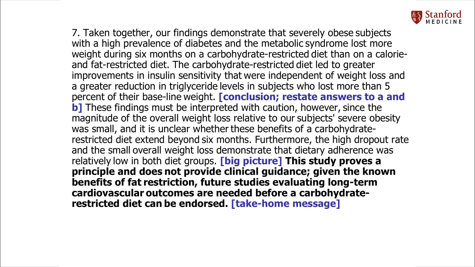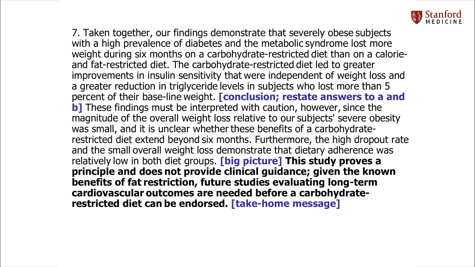They restate their answers to the 2 questions they were asking. Taken together, our findings demonstrate that this population lost more weight during 6 months on a carb-restricted diet than on a low-fat diet. So that was the answer to question A. The carb-restricted diet led to greater improvements in insulin sensitivity that were independent of weight loss. It wasn't just because they lost more weight, and a greater reduction in triglyceride levels in subjects who lost more than 5% of their weight. So they've just answered question B. They've just restated what they said in the opening 2 paragraphs, but you want to sum up because that's the big take-home message of the study, the answers to the questions asked.